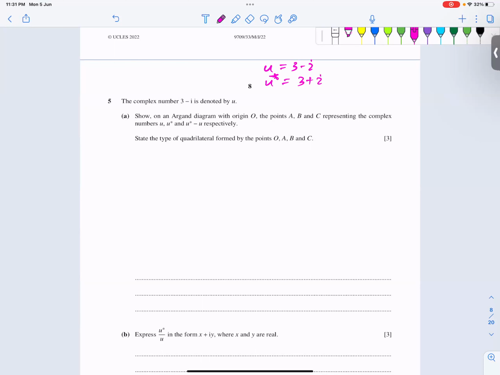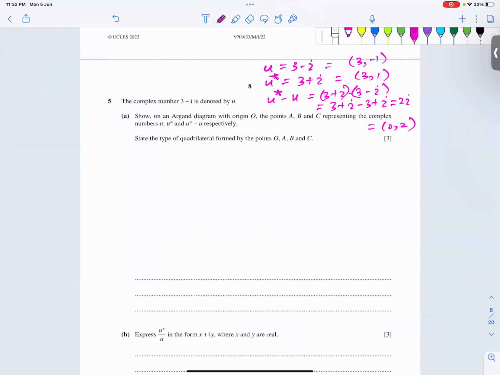Okay, and u star minus u will be 3 plus i minus (3 minus i). Okay, just open the brackets and you will have 3 plus i minus 3 plus i. So this will be just 2i. Okay, and u will be written as 3 comma minus 1. U star will be written as 3 comma 1, and 2i will be written as 0 comma 2.